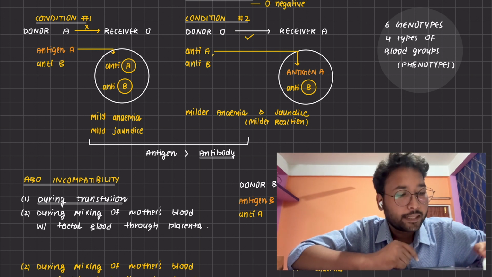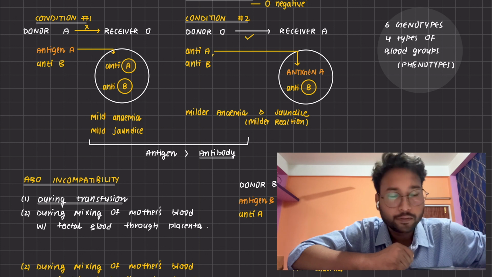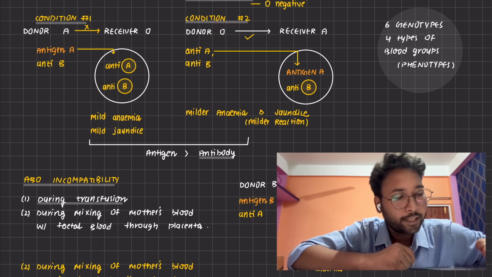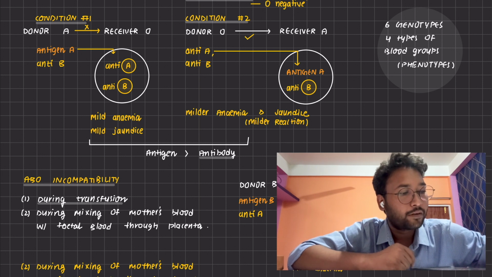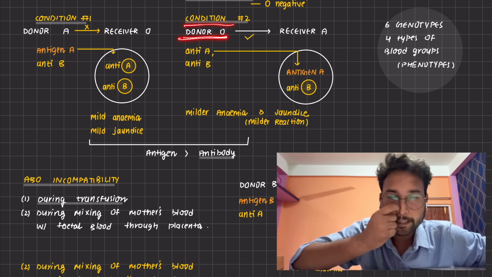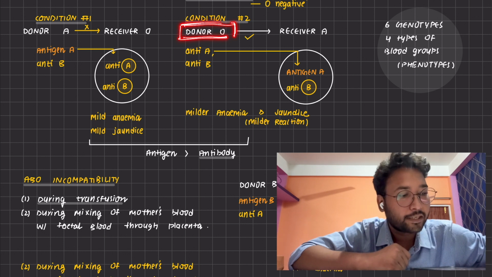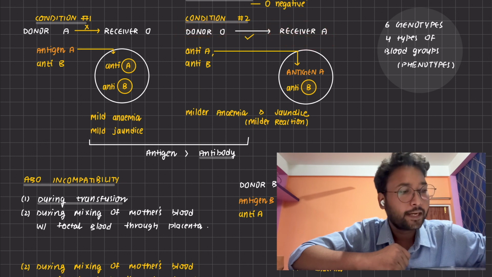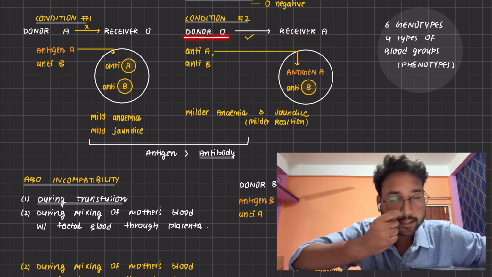Okay, fine. If a patient with O blood group is donating blood to a receiver who has A blood group, the donor with O blood group will have no antigens, as we have discussed, and both antibodies in the plasma. But the receiver will have antigen A on the surface of RBCs and anti-B antibody in the plasma, because the patient has A blood group.